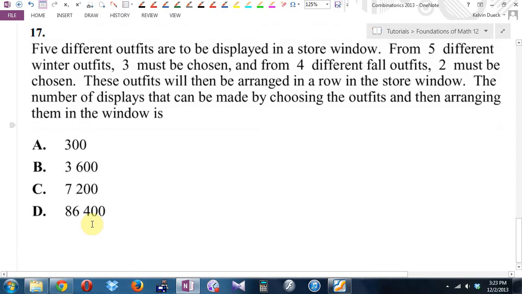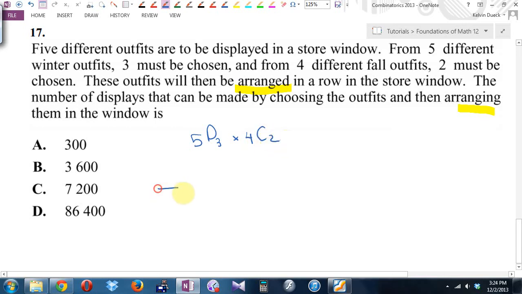Okay? Now, you might say, is this a choose or is this a permutation? See that word right there? I think, and it says it again there, I think this is a permutation. So I think we're going from 5 different winter outfits, permutate 3. And from 4 different fall outfits, permutate 2.